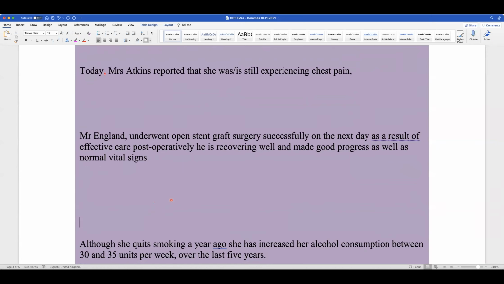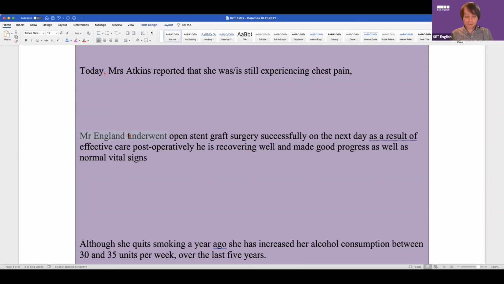Mr. England underwent stent graft surgery successfully on the next day as a result of effective care post-operatively. He's recovering well. I mean, there's loads of problems here. What's the first problem you see? We don't need a comma after Mr. England. Why? It's a name. It's the subject. Also because we need a subject and a verb together. We don't separate them usually. Okay, so that's the first error.